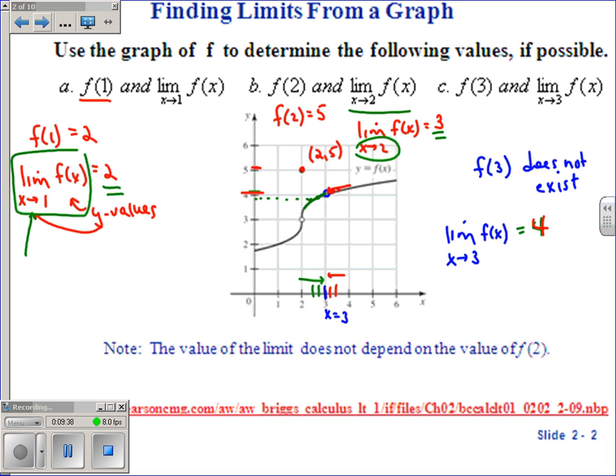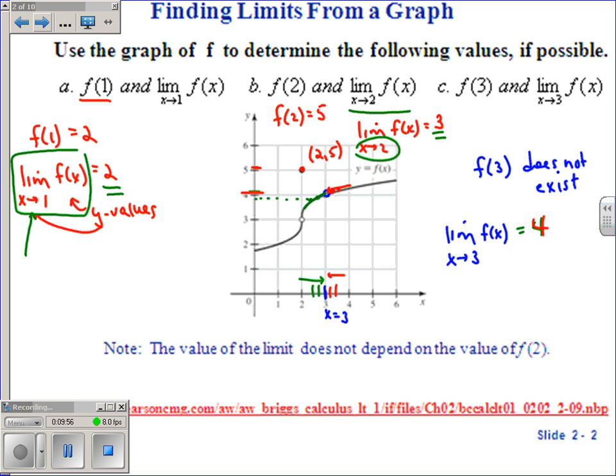Okay? Notice that the value of the limit did not depend on the function's value. You know, in the first example, f of 1 was 2, and that was the limit. In the second one, the limit was 3, but f of 2 was actually 5. In the third one, we didn't even have a function value, but we had a limit.